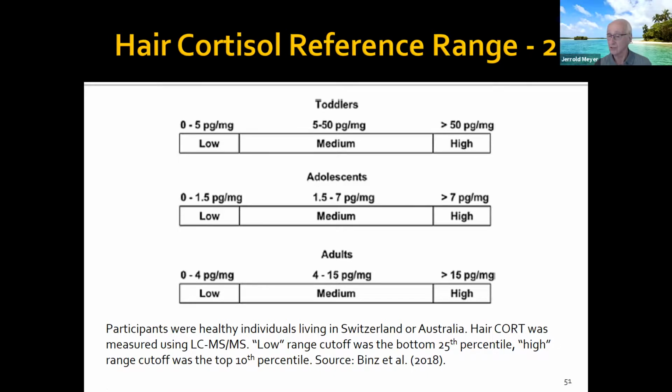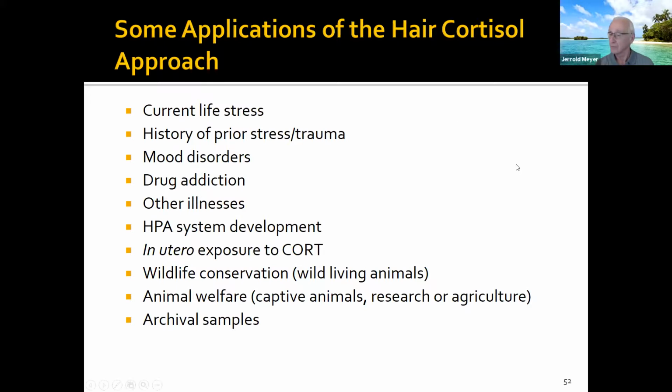At some point we have so much data that we might try to put together a reference range. The problem is that we don't usually know after we analyze a bunch of samples what the demographics were of the people who donated those samples. And so therefore it would be just kind of a big mishmash. So that's the reason that's held us back. So hair cortisol, I think, has a tremendous range of applications. One obvious one that many of us are interested in is current life stress.